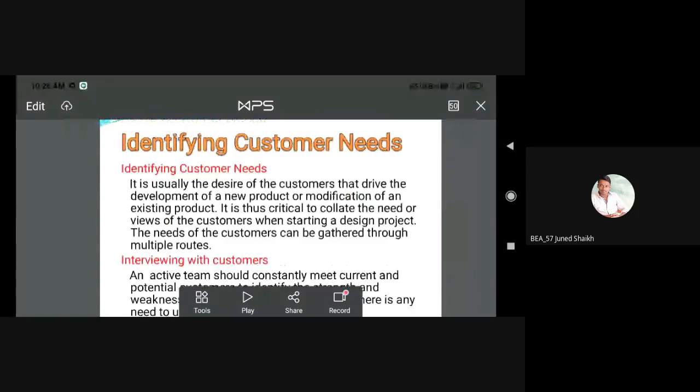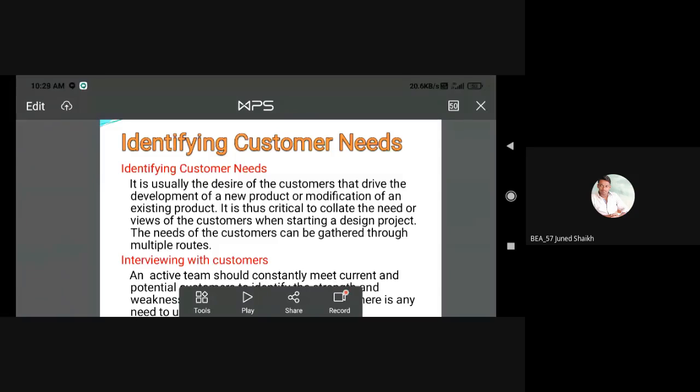Identifying customer needs and interviewing customers. It is usually the desire of the customers that drives the development of a new product or modification of an existing product. How can we identify the customer's need? For example, we can analyze and survey the market: what is the requirement of the customer? A very good example is that Chinese products are always in the market.